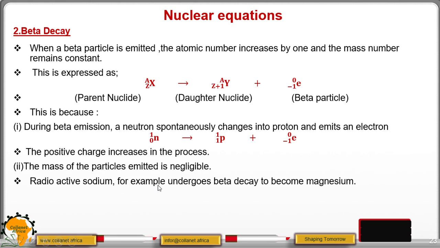Radioactive sodium, for instance, undergoes beta decay to become magnesium, and it can be written like this. We have sodium-24 with an atomic number of 11. It becomes magnesium-24 with an atomic number of 12. Note that we have just added 1 to 11 to become 12. And because our equation has to be balanced, we have to add an electron. So again, when you add 12 plus minus 1, you get 11. So our equation is balanced.